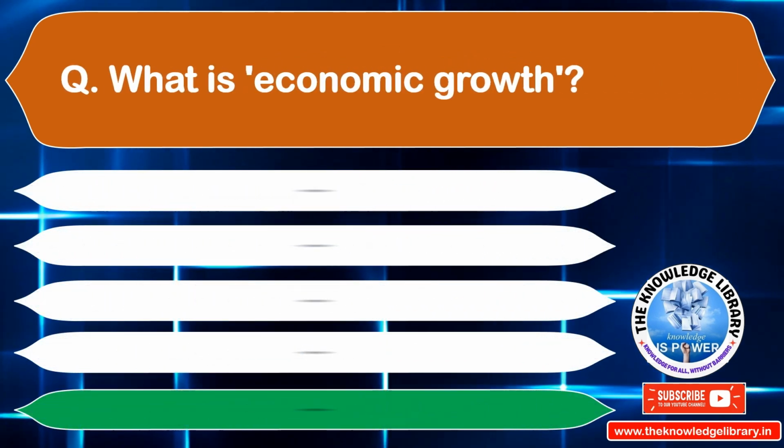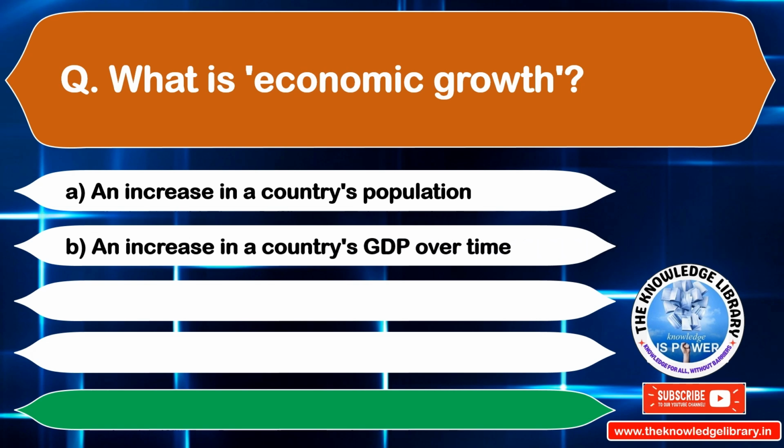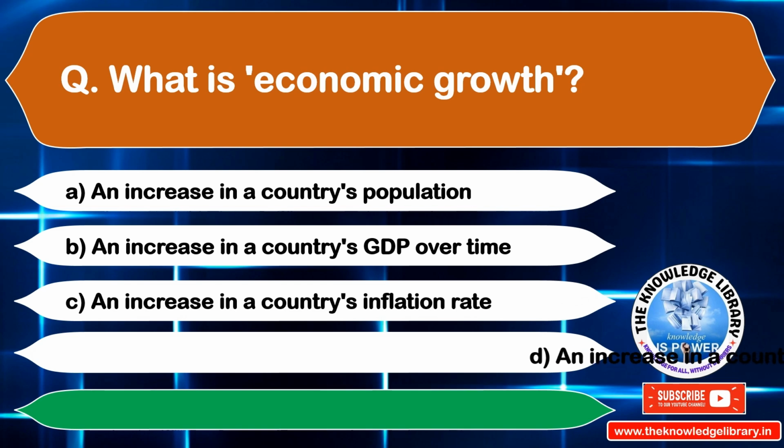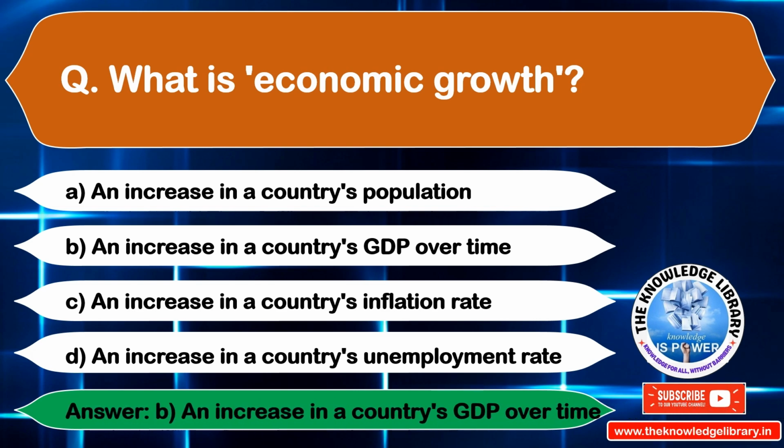What is economic growth? Option A, increase in a country's population. Option B, increase in a country's GDP over time. Option C, an increase in a country's inflation rate. Option D, an increase in a country's unemployment rate. The correct answer is option B, an increase in a country's GDP over time. Move to the next question.